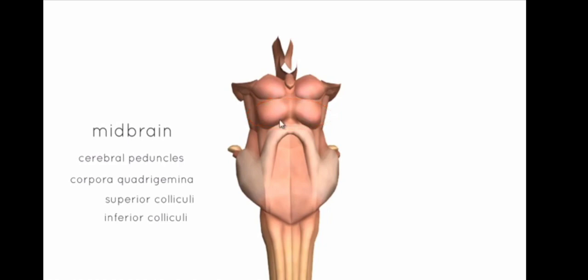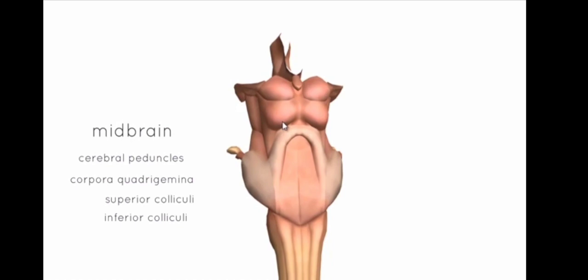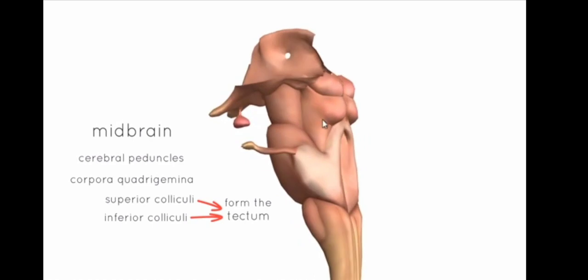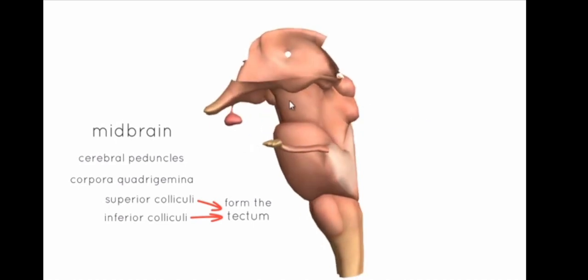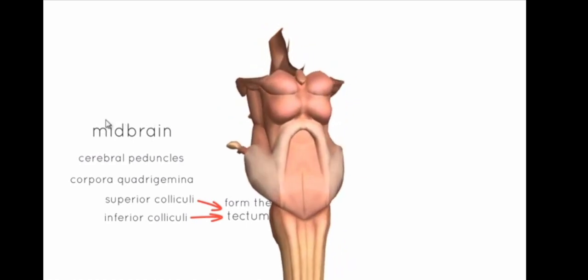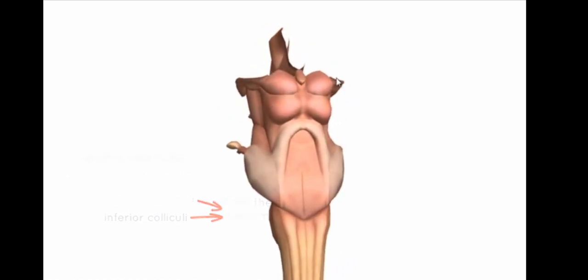And colliculi basically means hills in Latin. Just looks like hills, isn't it? Yes. And together here, they form the tectum of the midbrain, or the roof of the midbrain, whatever we call. So next, this entire thing is the midbrain, which is made up of cerebral peduncles and the tectum, where we can see the four colliculi.